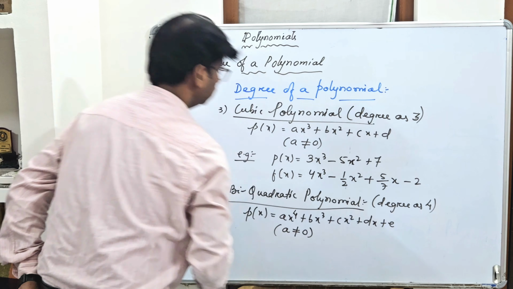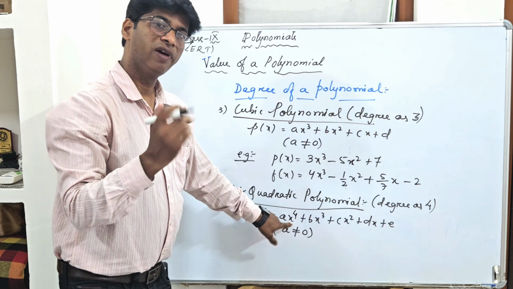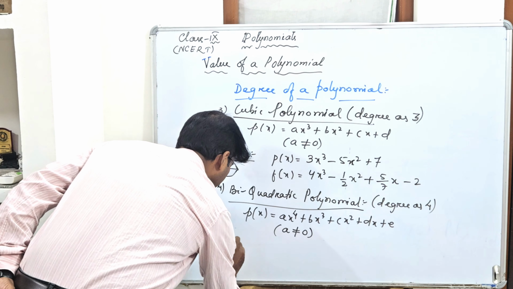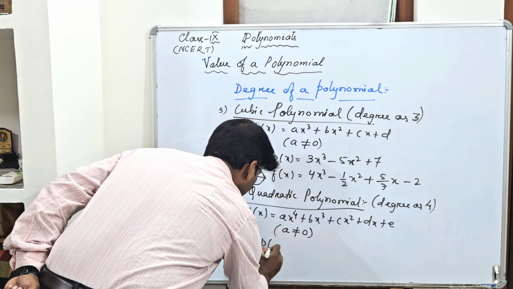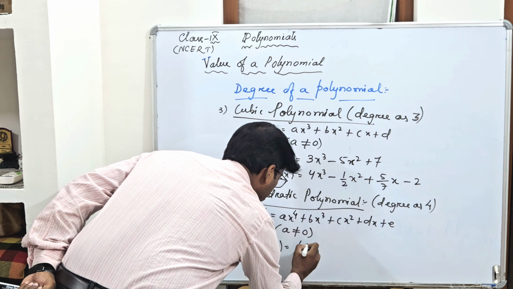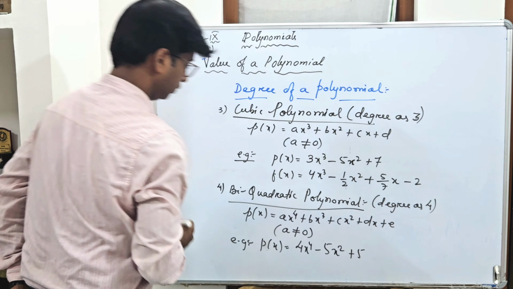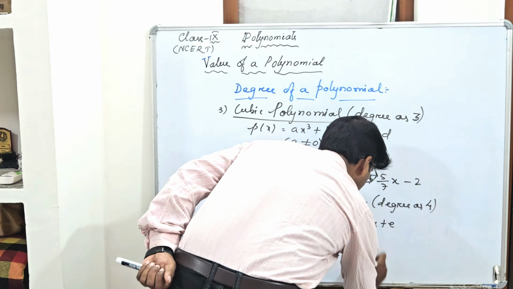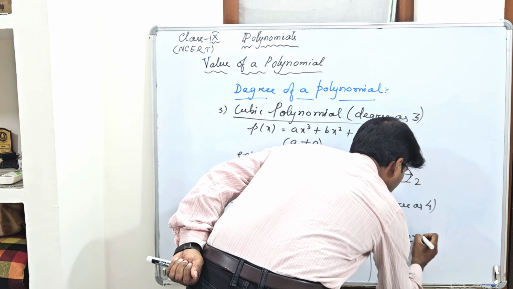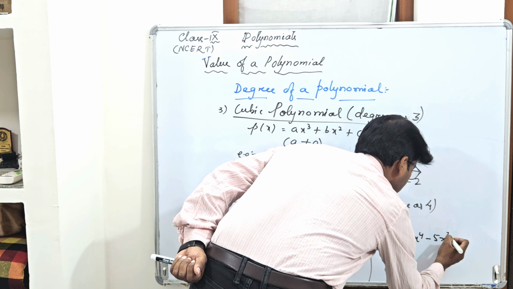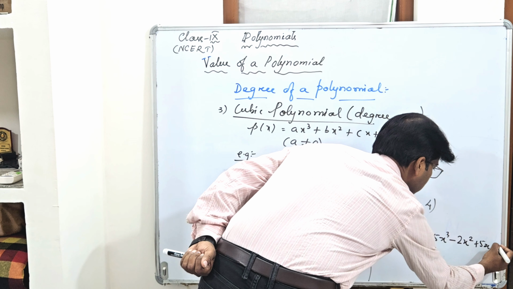It's the same reason: if a is 0, then the power 4 of this variable will also vanish. As an example, p of x equal to 4x to the power 4 minus 5x square plus 5 is a bi-quadratic polynomial. And another one, let us write f of x is equal to 2x to the power 4 minus 5x cube minus 2x square plus 5x minus 7.